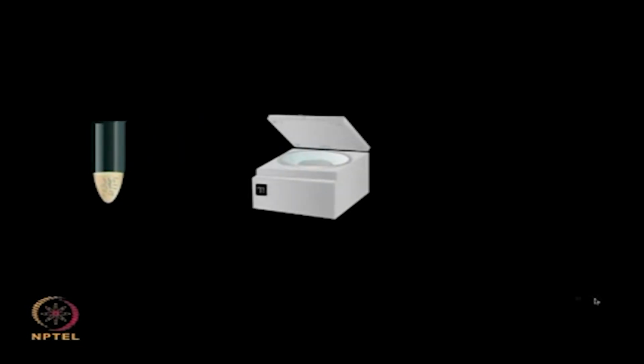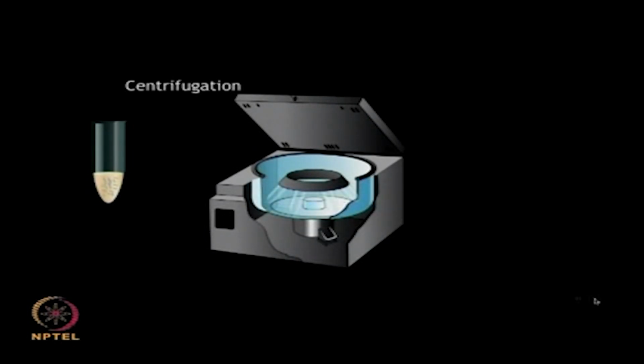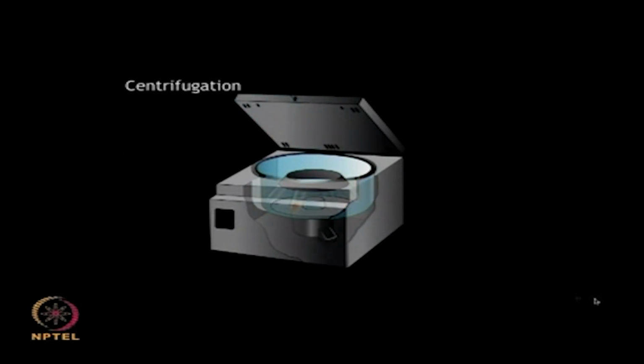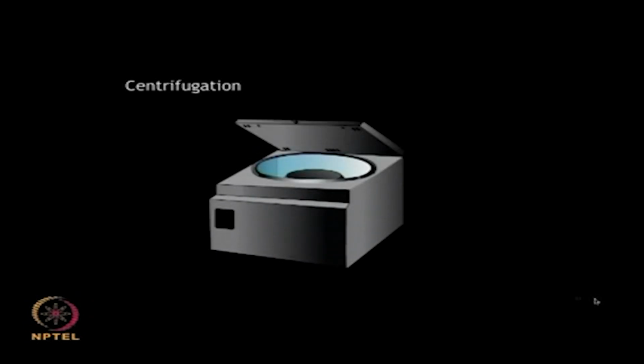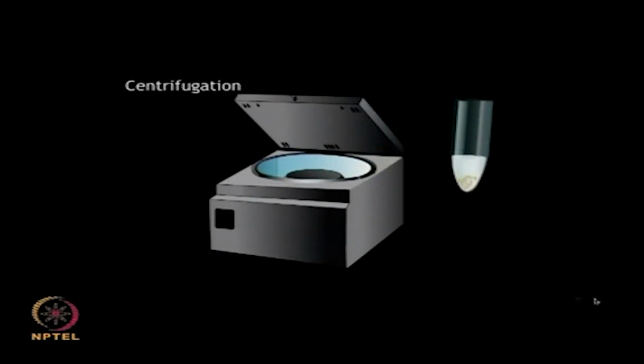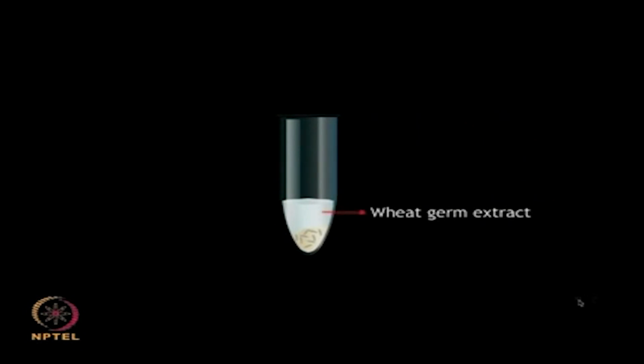Now, this solution must be centrifuged at 30,000 g at 4 degrees centigrade, which results in the wheat germ extract forming a layer between the top fatty layer fraction and the pellet at the bottom. This you can see in the tube here. So, this fraction can then be separated and purified by chromatographic methods to remove any components of the extraction buffer.